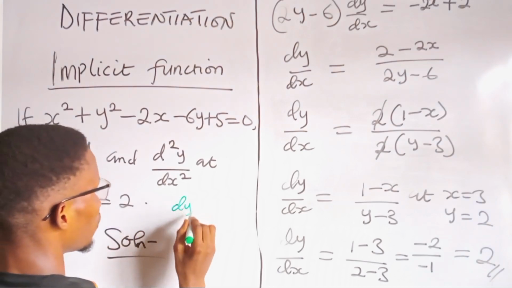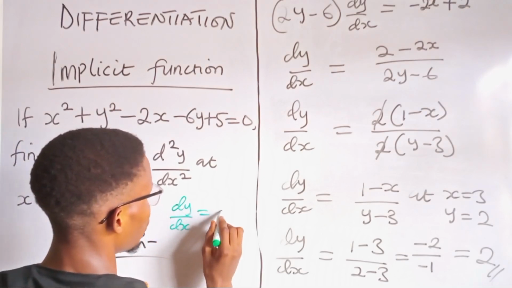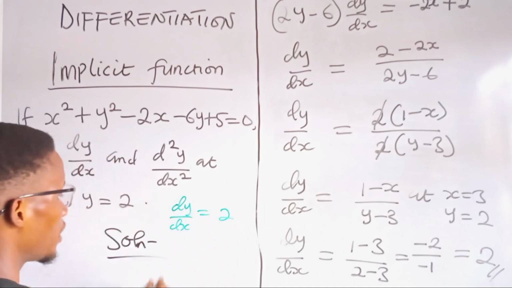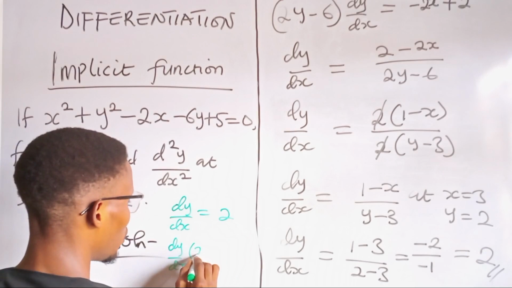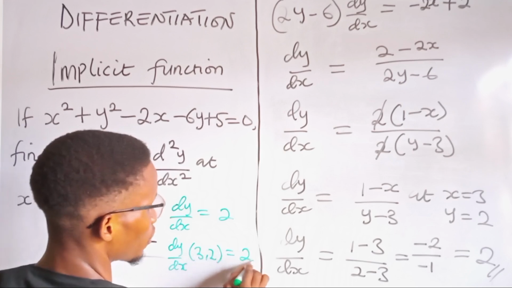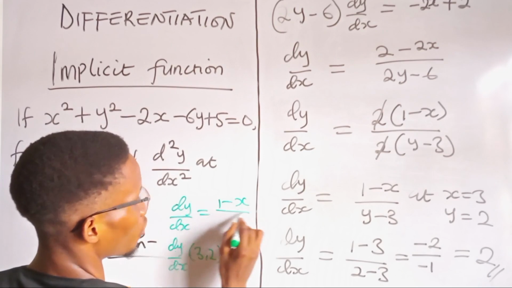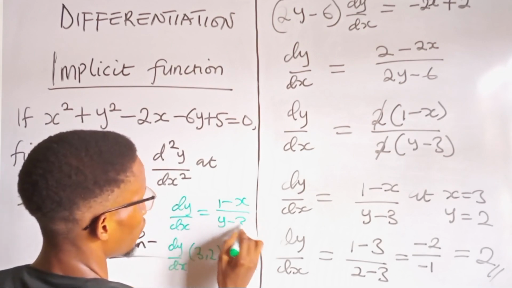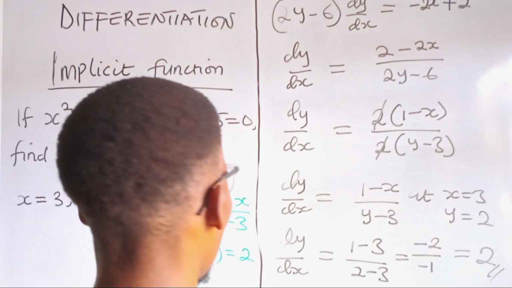Therefore, we can say that dy over dx is equal to 2. Then dy over dx at (3, 2) is equal to 2. And in general, dy over dx is 1 minus x all over y minus 3. So let's keep that as we go ahead to solve the second one.